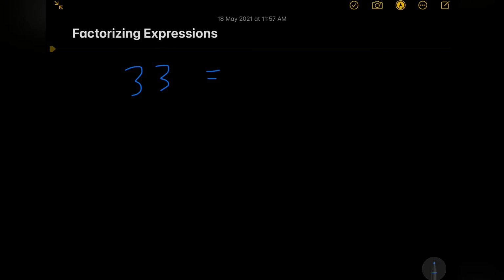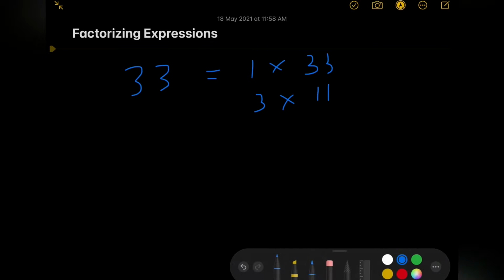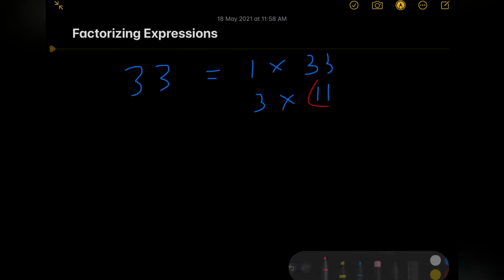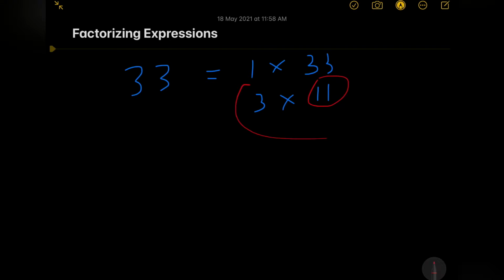Factors of 33 include 1 and 33, and 3 and 11. So say you want to use 11 in some expression, you would use this to replace this so you can do your simplification. And that's basically factoring. But factoring doesn't stop here.